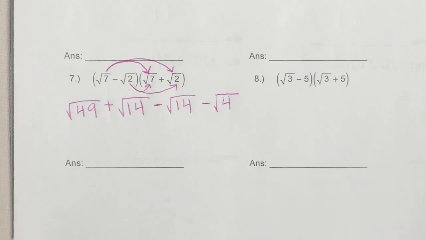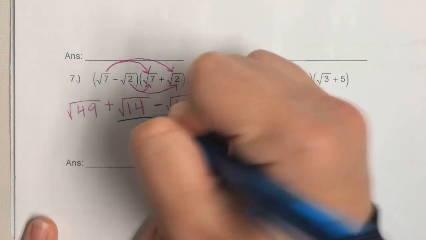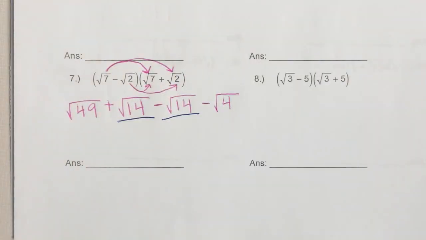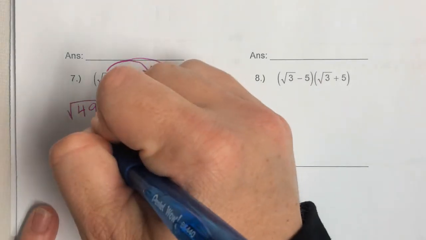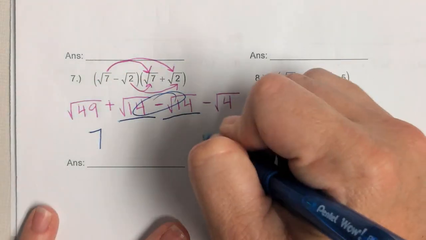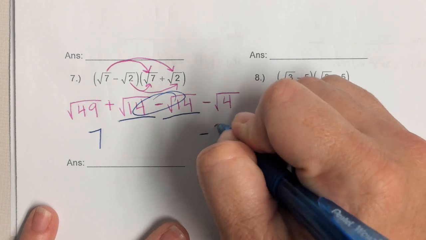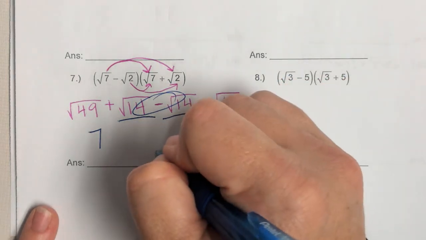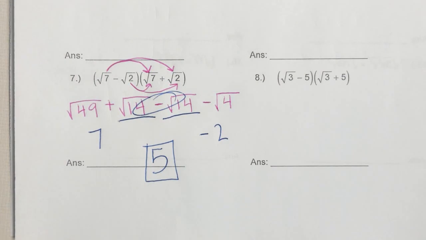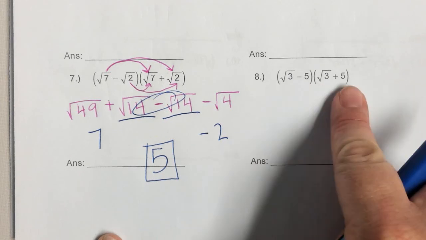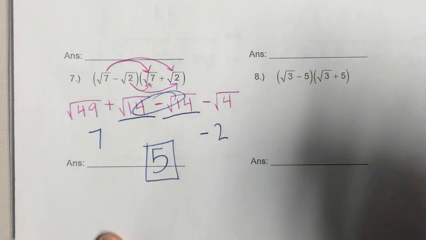What are my like terms? And what happens to them? They zero out. Because one's positive and one's negative and they're exactly the same. Now, what's the square root of 49? 7. And what's the square root of 4? And what's 7 minus 2? So when they look exactly the same except one has a plus and one has a minus, the middles are always going to cancel. Okay?